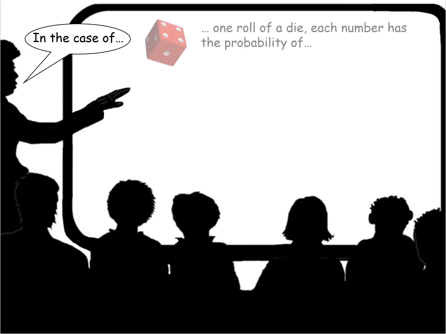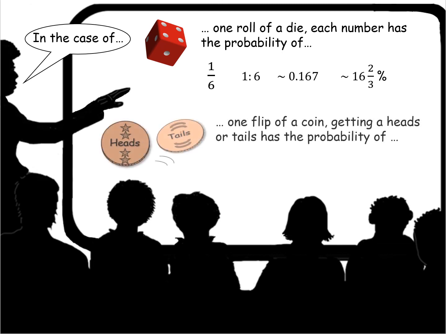So in the case of one roll of a die, each number has the probability of 1/6, or 1 to 6, that's the ratio format. This means approximately 0.167 in decimal format, or approximately 16 2/3%. Now in the case of flipping our coin, getting a heads or a tails has a probability of 1/2, 1 to 2, 0.50, or 50%.